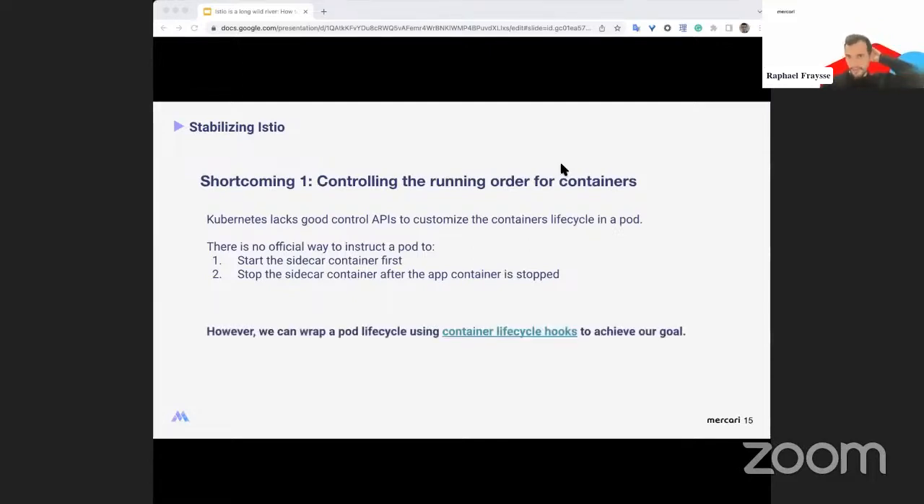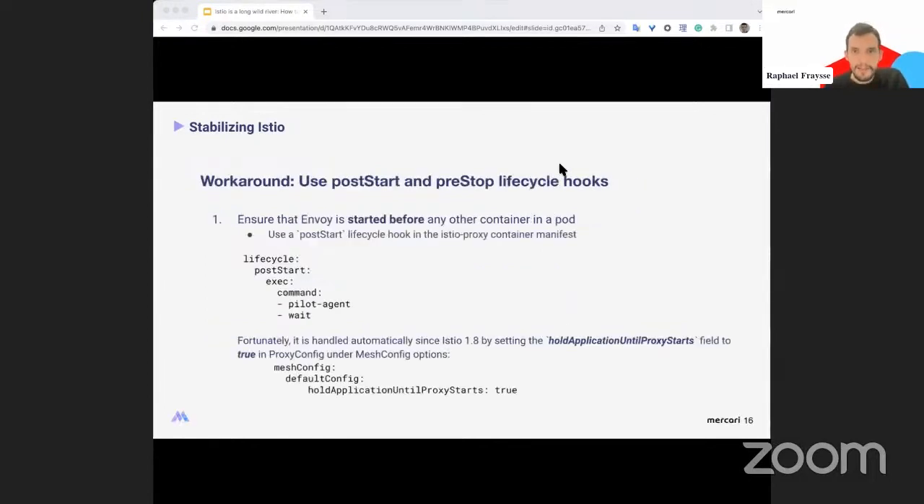But we can wrap a pod lifecycle using container lifecycle hooks to achieve our goal instead. And this is how it looked. The workaround consists of using two lifecycle hooks, one called postStart and the other called preStop. First, we ensure that Envoy is started before any container by setting the postStart lifecycle hook in the Istio proxy container manifest. It will delay the next containers from running until the command that is executed exits. This command is embedded natively by Istio in their image, and it makes sure that the Istio process is ready until the pilot agent exits.